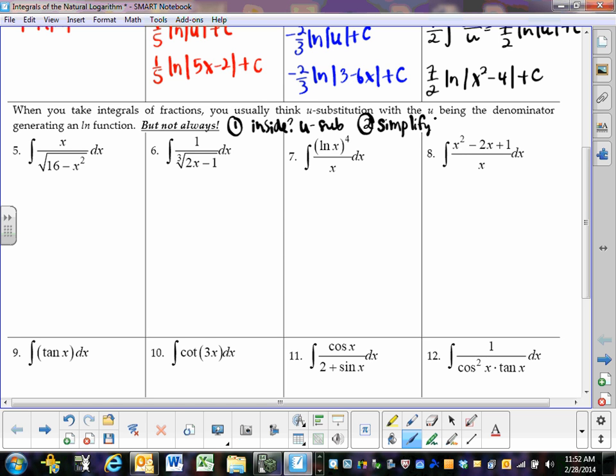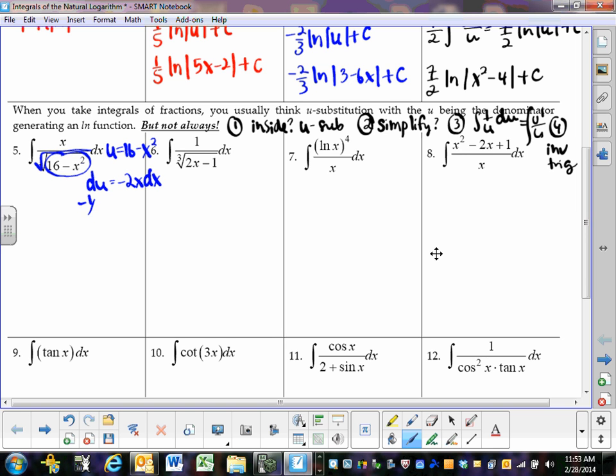So the first thing that I tend to look for is, is there an inside part? If there's an inside part, then it's regular u sub. If there's not an inside part, can I simplify and get rid of the fractions? If I can't simplify and there's no inside-outside, then I look for the natural log to be 1 over u du, or u prime over u. After that, and only after that, I would look for this to be inverse trig. So inverse sine, or inverse cosine, or inverse tangent.